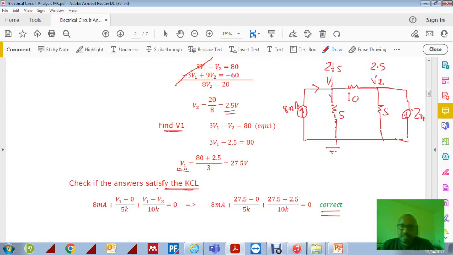We can also calculate what the current is here, because we have the formula. So, for instance, the current through the 5k from V1 is this one, which is 27.5 divided by 5k. 5k is 5 times 10 to the power of 3, which gives 5.5 milliamps.